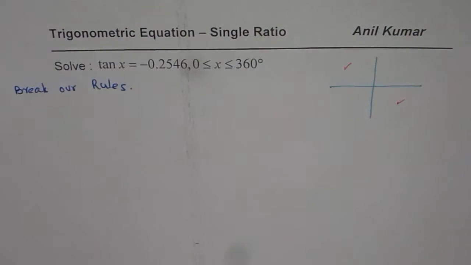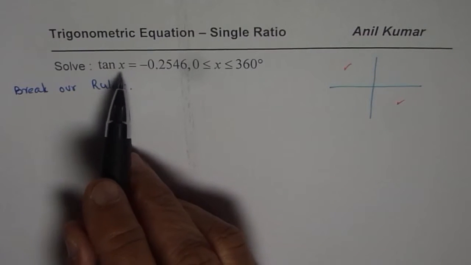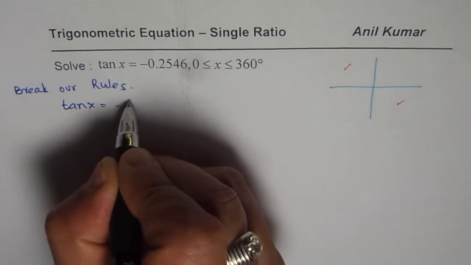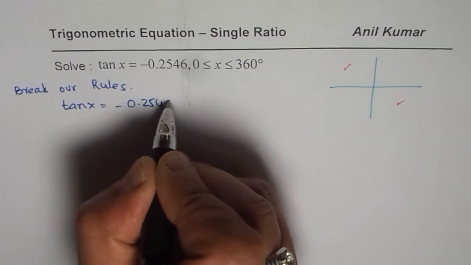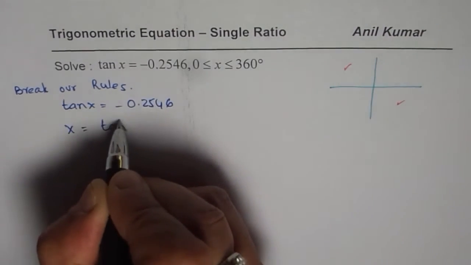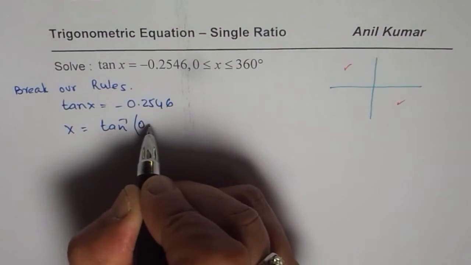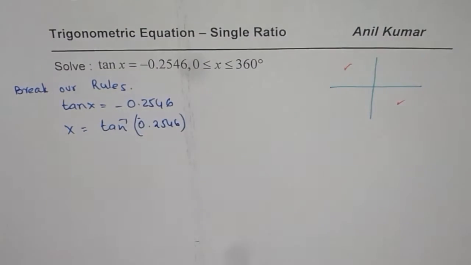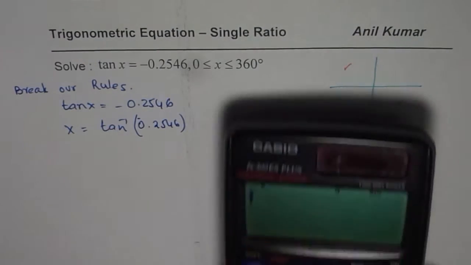Some students have had questions about why I am doing this lengthy way of solving. So let's do a shortcut. We have tan x equals minus 0.2546, and surely x equals tan inverse of minus 0.2546, right? So we'll use the calculator and find the answer.